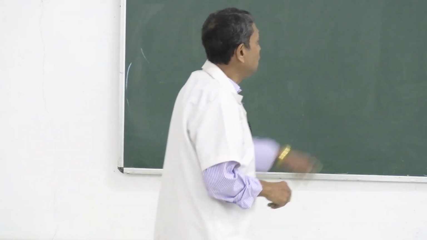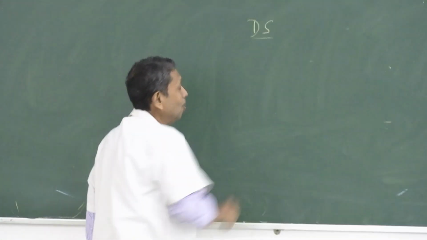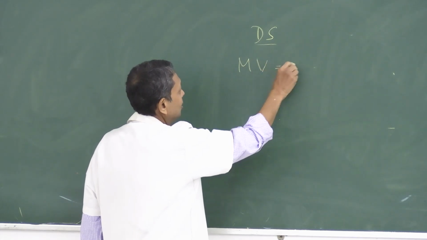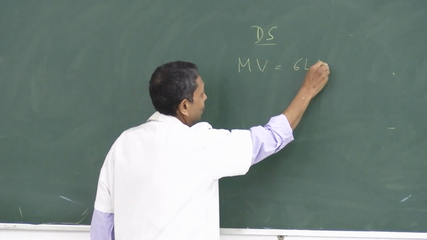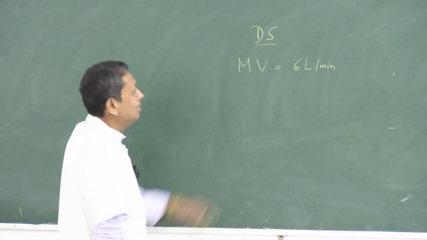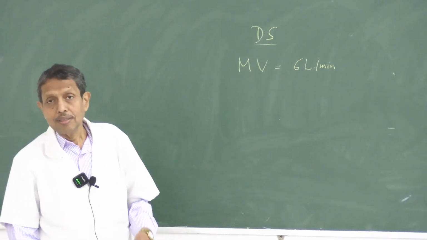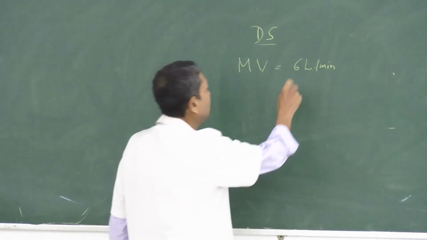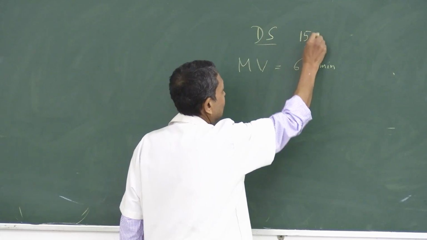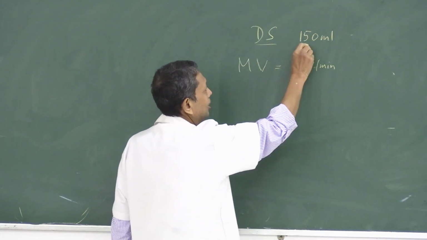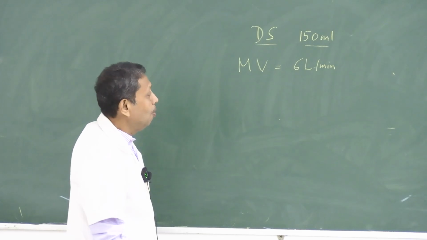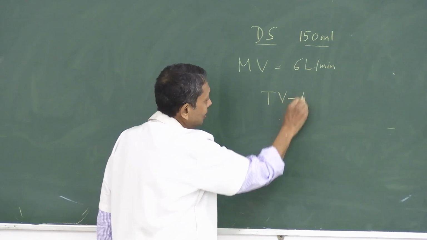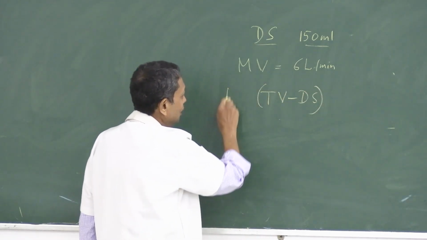Now this dead space, you have to consider in the case of alveolar ventilation. Minute ventilation of a normal individual, suppose it is 6 liter per minute. And the dead space in a normal individual is roughly 150 ml in an adult. And alveolar ventilation is lower than that: tidal volume minus dead space, into respiratory rate.